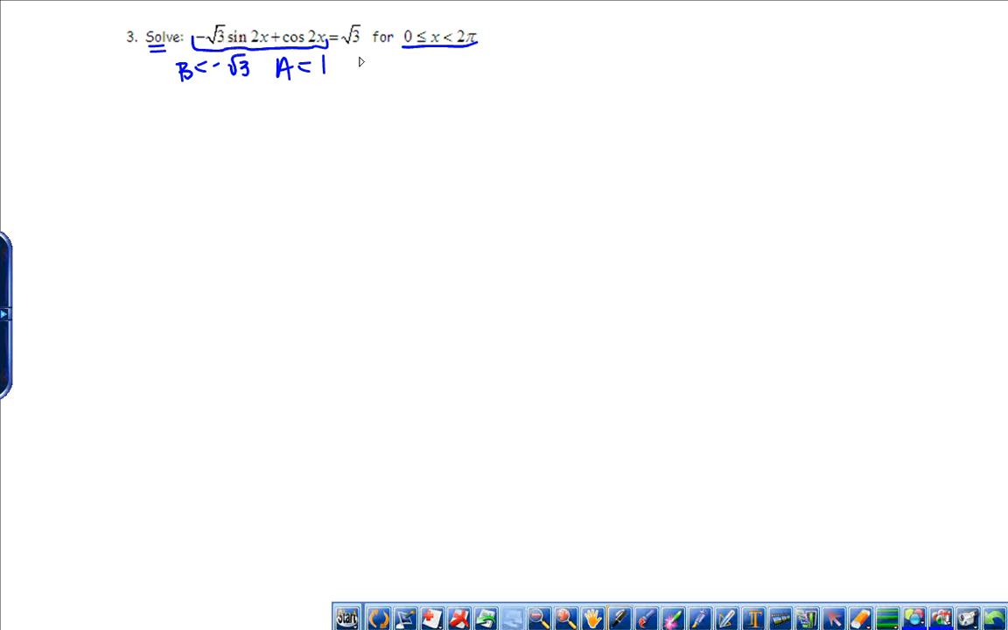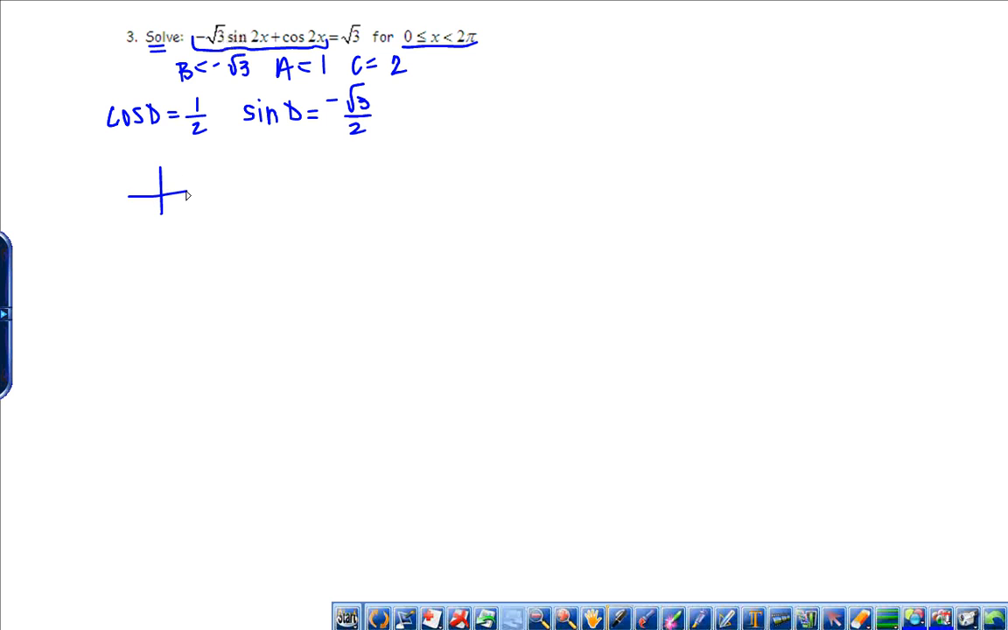Okay, so let's go ahead and find C. Plugging into my formula, so we're going to square this, and take the square root, and that looks like it's going to give me 2. Okay, let's go ahead and find cosine of D. Cosine of D is going to be A over C, so that's 1 over 2. Sine of D is going to be B over C, so that would be a negative root 3 over 2.